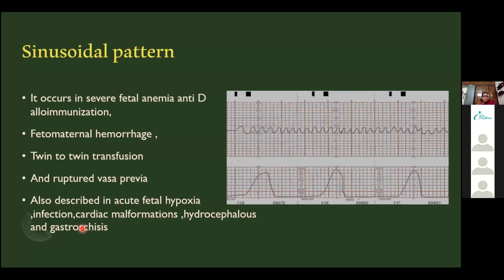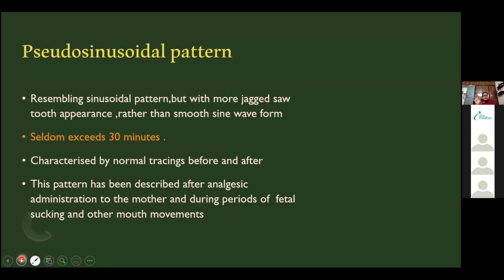Most of these, of course, we may not be able to detect. Cardiac malformations, hydrocephalus, gastroschisis, most of the time we would have diagnosed by ultrasound, so we don't have to worry. So this basically means sinusoidal pattern: there is fetal anemia and hypoxia. This is again a terminal CTG. If this sinusoidal pattern lasts for more than 30 minutes, we have to deliver the baby by C-section.